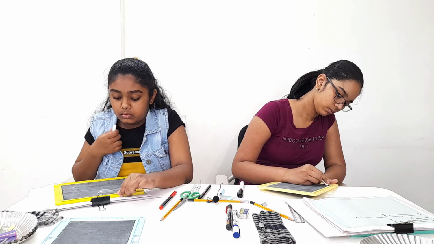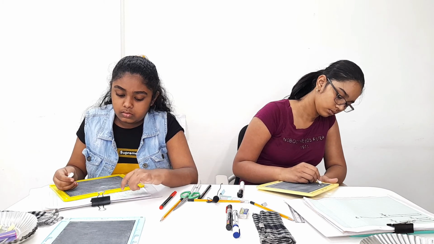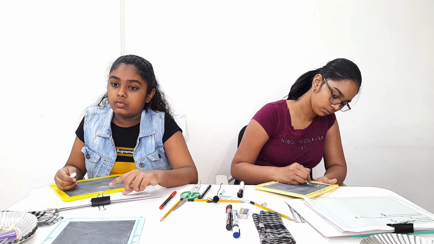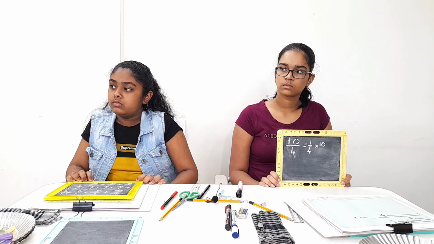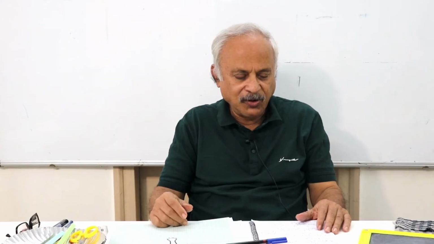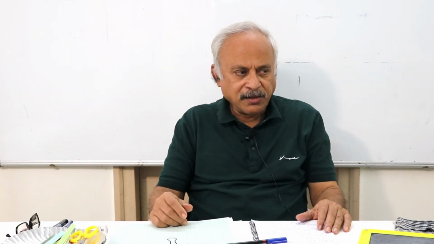Write 10 pieces of 1 by 4. Ten upon 4 is equal to 1 by 4 into 10, okay. And Gyanjyoti, you've written 1 by 4 plus 1 by 4, 10 times, which is 10 by 4, okay. All right. Now, on your slate, write 3 pieces of 1 by 6 plus 1 piece of 1 by 6.